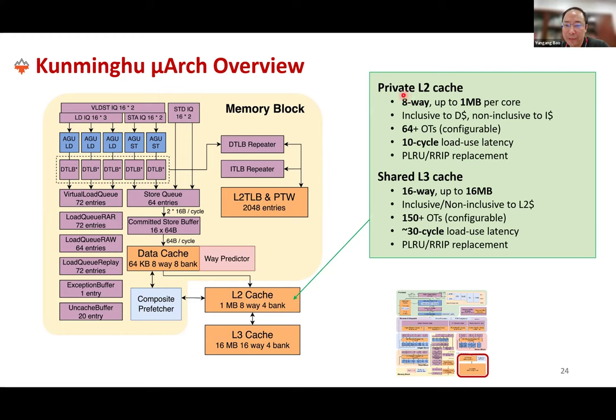For the private cache, there is a private level two cache. It is configurable from 256 to 512 kilobytes up to 1 megabyte per core. And the level three cache is shared. It is 16 ways, up to 16 megabytes. We support inclusive or non-inclusive with respect to the level two cache, with about 150 outstanding requests. The access latency is about 30 cycles. Yeah, this is the cache.